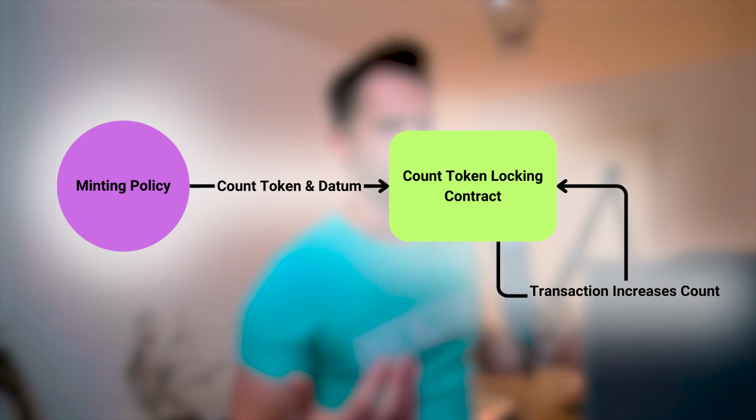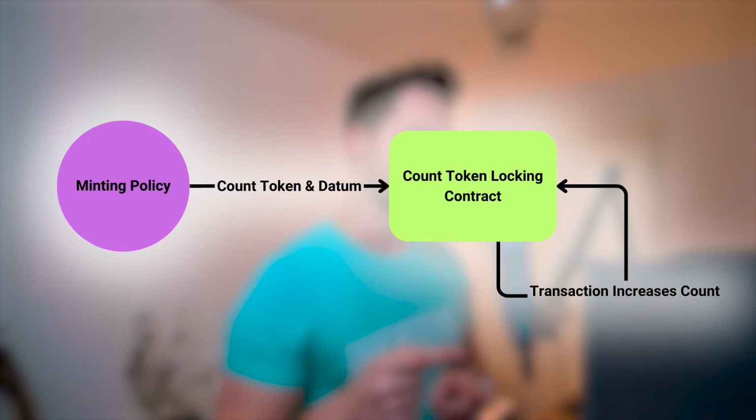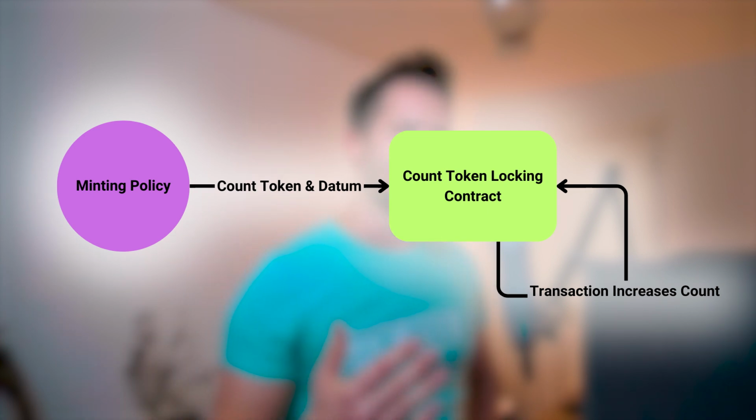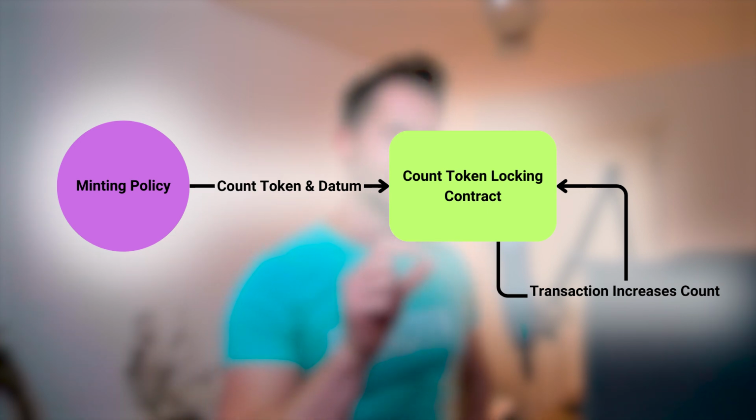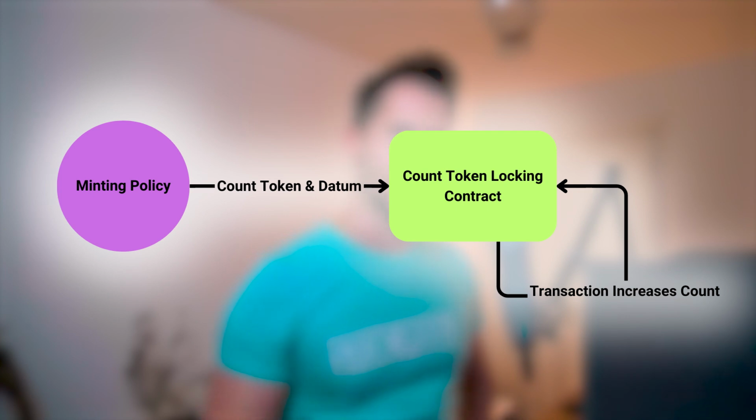Okay, I'm going to show you a quick diagram. Yeah, so you can kind of see what's going on here. We're literally just going to mint a token to a validator. We're going to test spending that transaction with the token in from the validator back to the validator. So it's not leaving, it's just doing a loop and increasing the count.